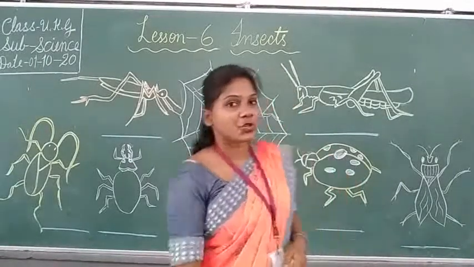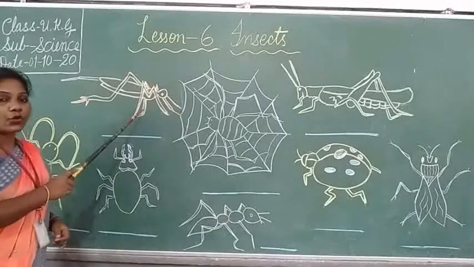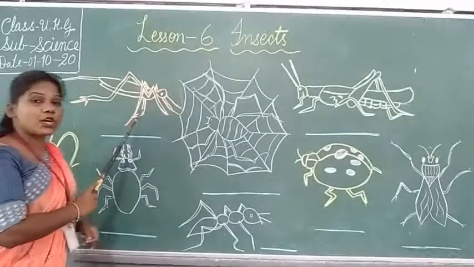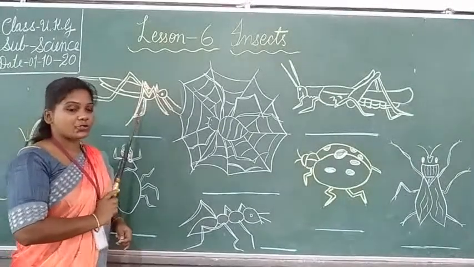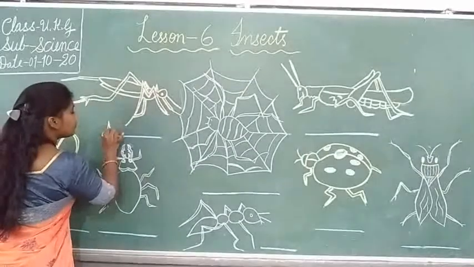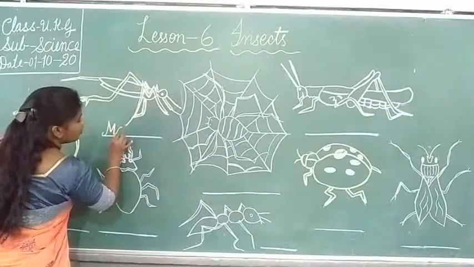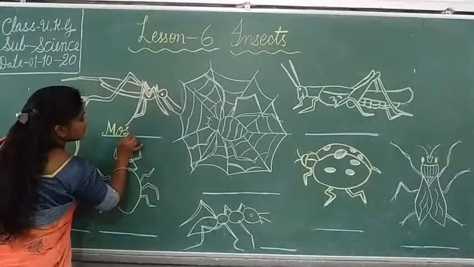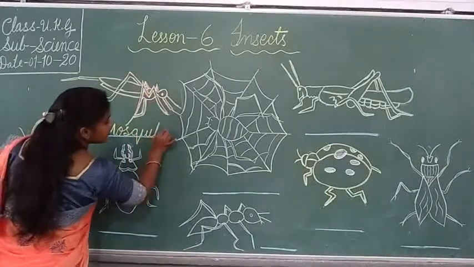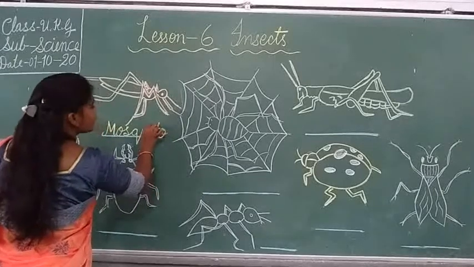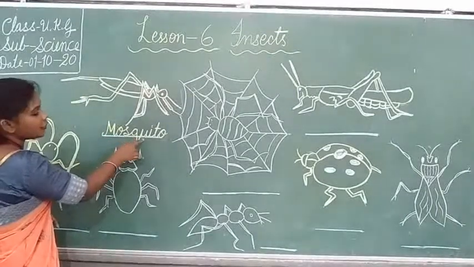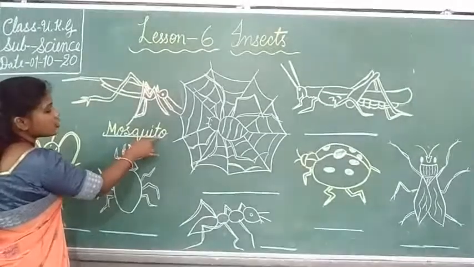Students, first let us know about this insect. Which insect is this, students? Guess? Good. This is mosquito. What is the spelling of mosquito? M-O-S-Q-U-I-T-O. Mosquito. Okay?